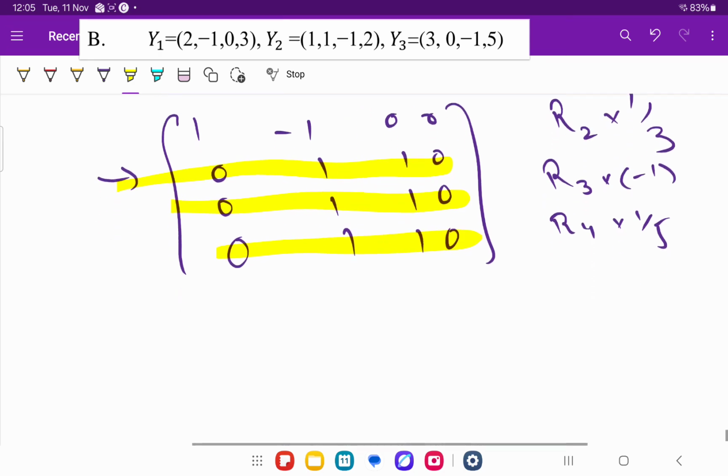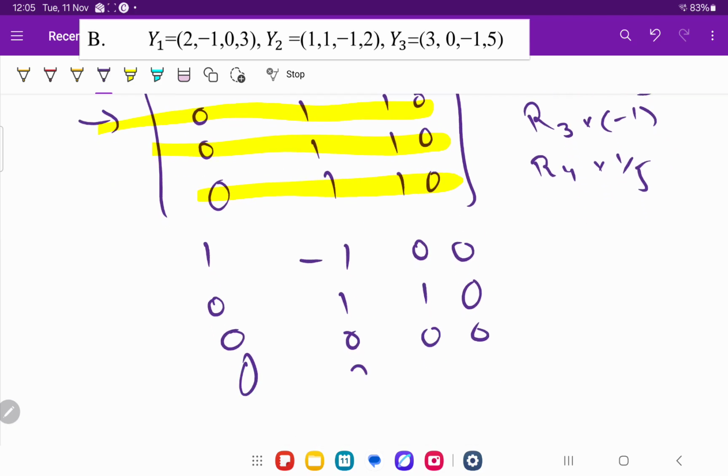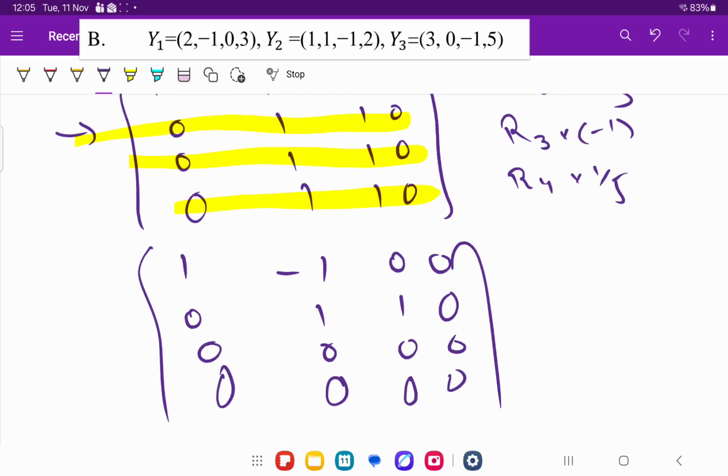Okay, so what we're gonna do here, 1 minus 1 0 0 0 1 1 0, and the rest we are converting to 0 0 0 0. Okay, we want the second one. So if I'm writing this way, R2 minus R3, R2 minus R4. So then what would happen with this operation?